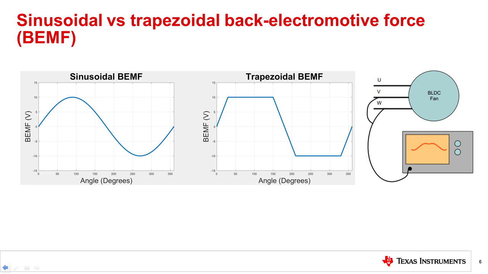BLDC motor construction determines whether the motor has sinusoidal shaped back EMF, shown on the left, or trapezoidal shaped back EMF, shown in the middle. Back EMF shape is important because it will determine the motor control technique that is the most efficient to use. We will discuss this in greater detail in future videos in this series. In order to see back EMF shape of a motor, just connect an oscilloscope voltage probe across two phases of a motor, spin the motor rotor, and see the back EMF on the oscilloscope.